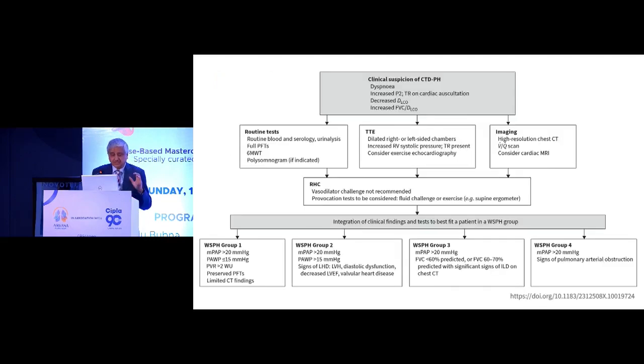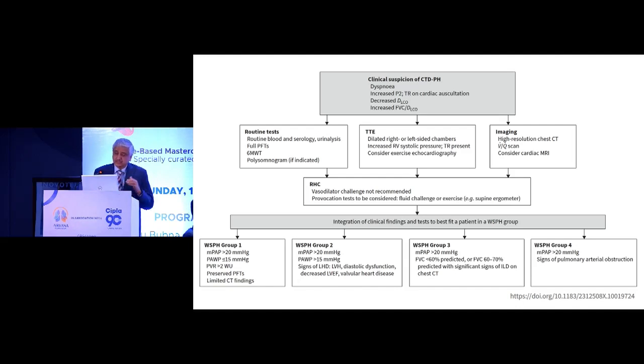So just finally rounding up, if you have a clinical suspicion of CTD, pulmonary arterial hypertension, dyspnea, increased loud P2, TR on cardiac auscultation, decreased DLCO, increased FEV1 by DLCO ratio, do a routine test, do an echo, look at imaging, and then if it looks like, use the DETECT score or the Australian Scleroderma Interest Group score, and then think of right heart catheterization.